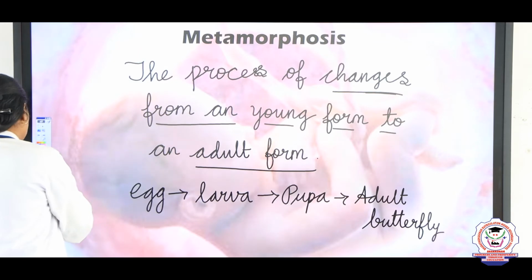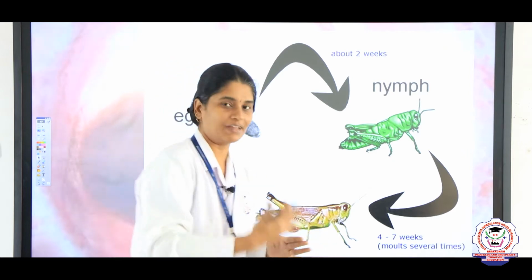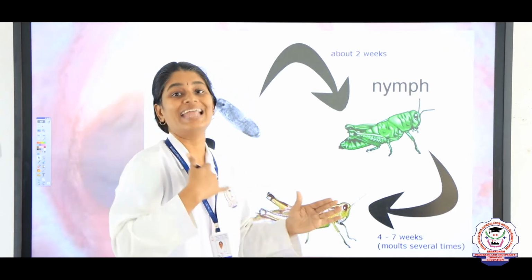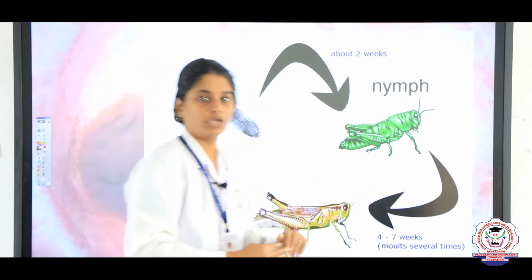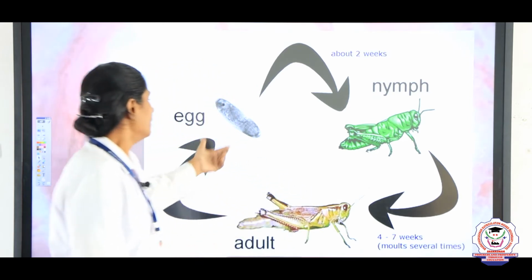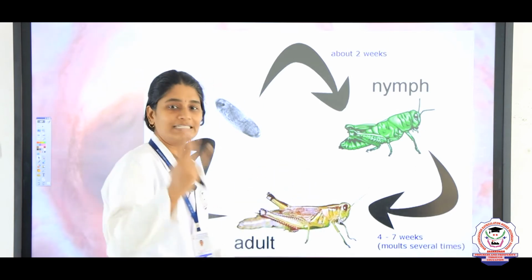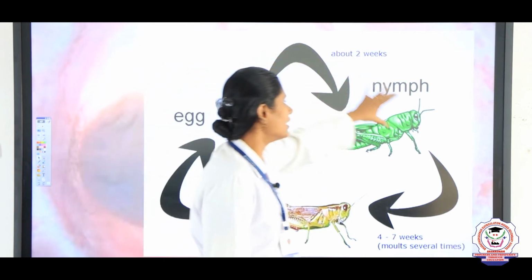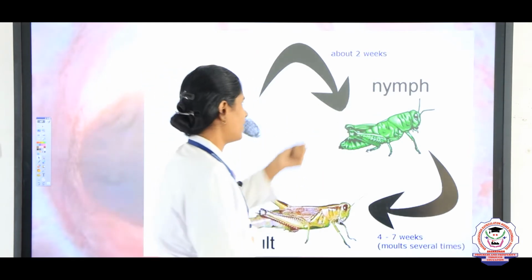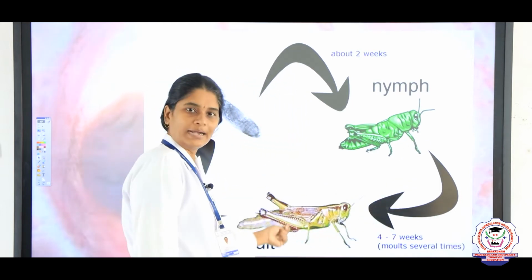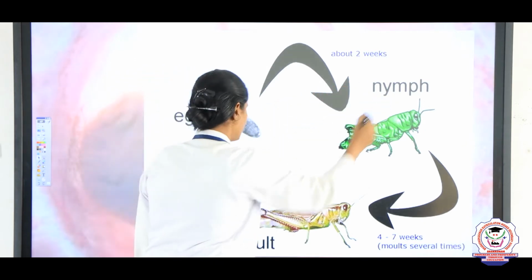Right. Now, just as all insects lay eggs, the butterfly is an insect. In the same way, even the cockroach and the grasshopper are also insects and they lay eggs, but they have 3 stages. Butterfly has 4 stages, but the grasshopper has 3 stages. From the egg, a nymph comes out. Nymph means it is the younger form of the grasshopper. The nymph grows into an adult grasshopper. So, grasshopper has 3 stages: egg, nymph and adult.